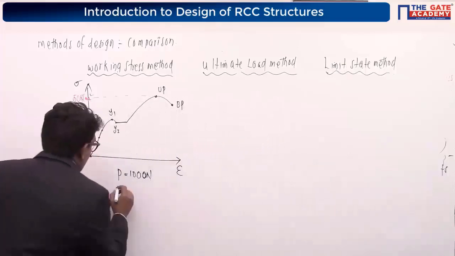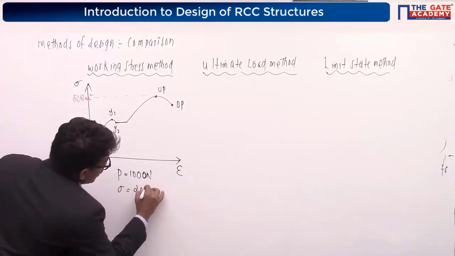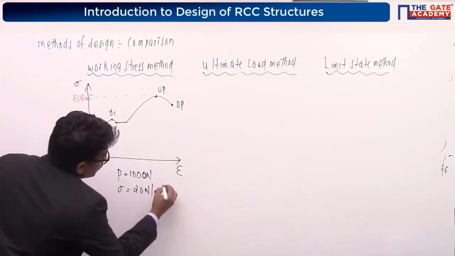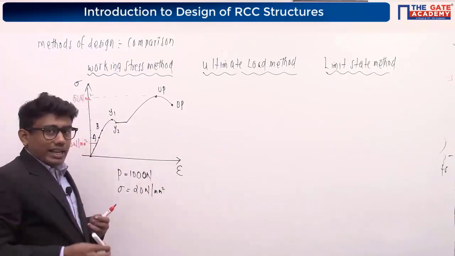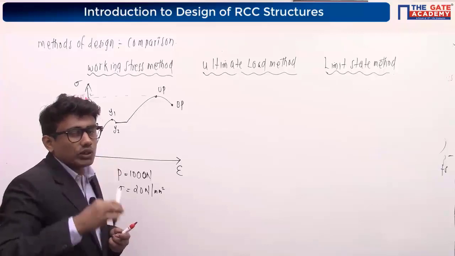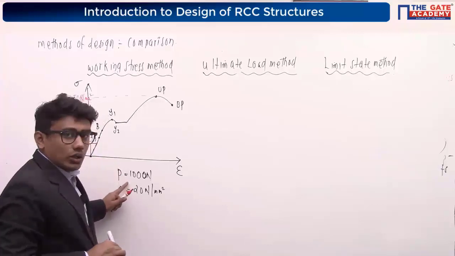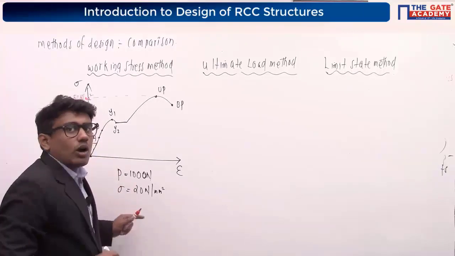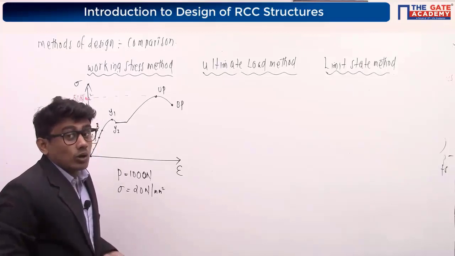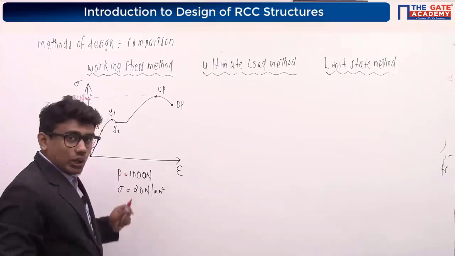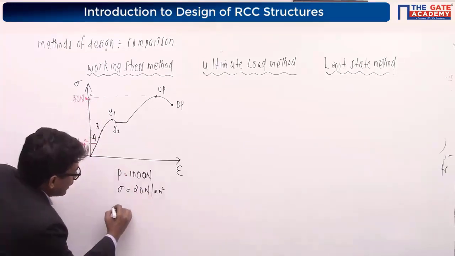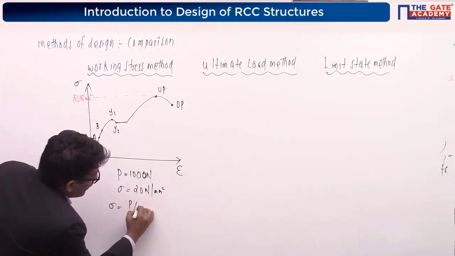Suppose the stress value here, I am going to consider it as 20 Newton per mm square. We know the basic idea of design. We need to fix the cross section for this material. If I know the load value and the permissible stress value, how to find the area? We know that stress is equal to load divided by area.